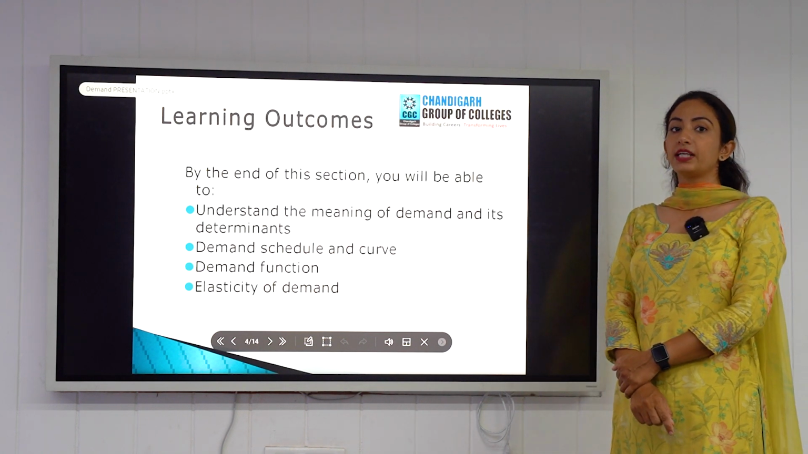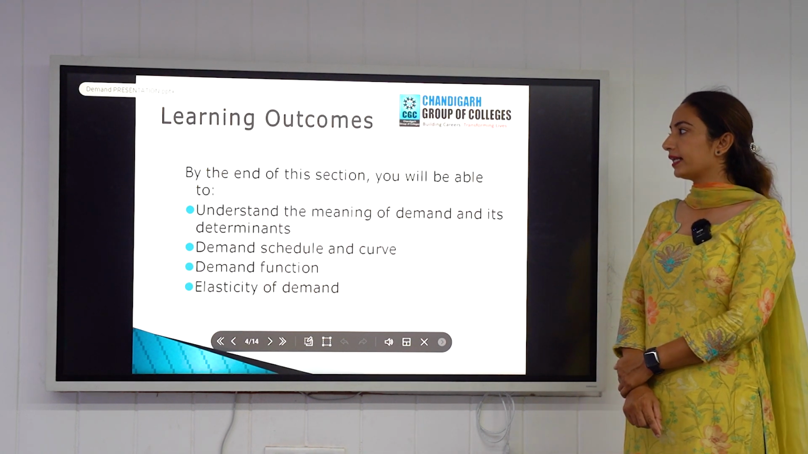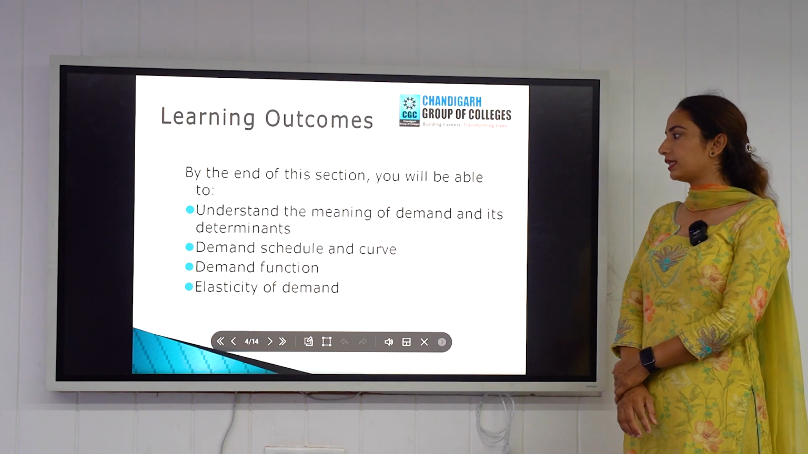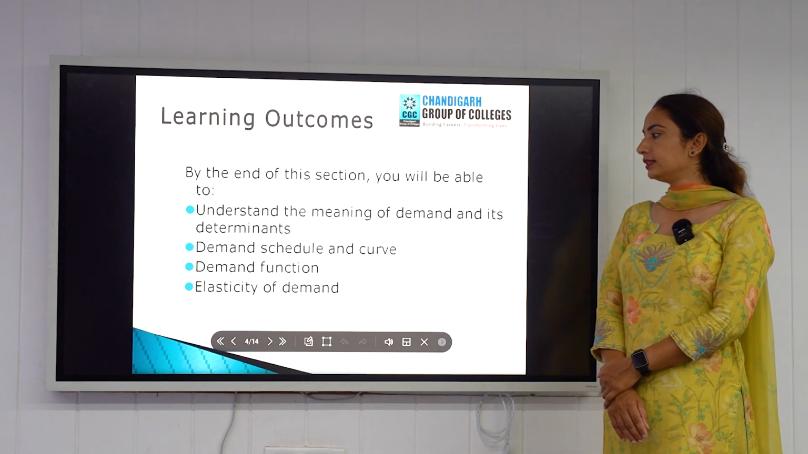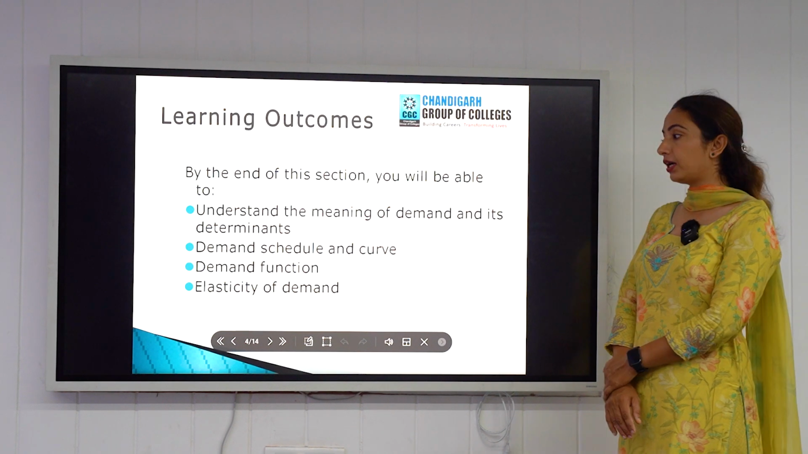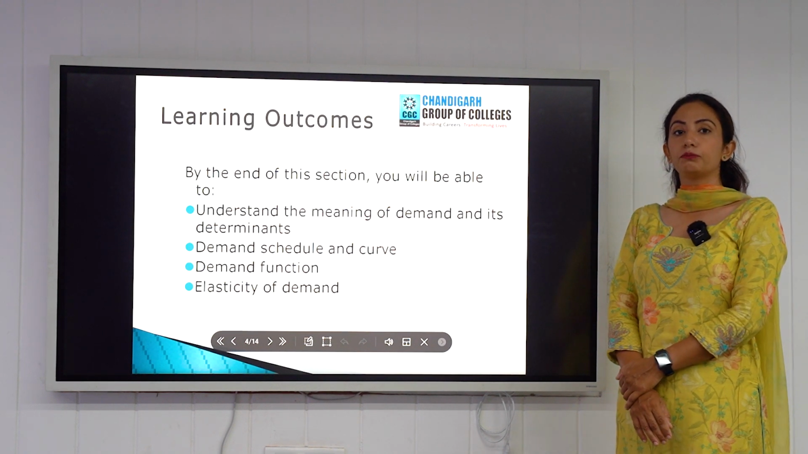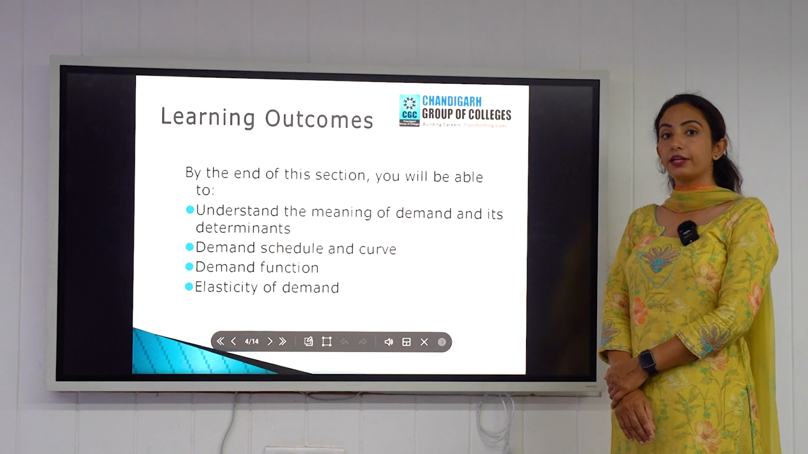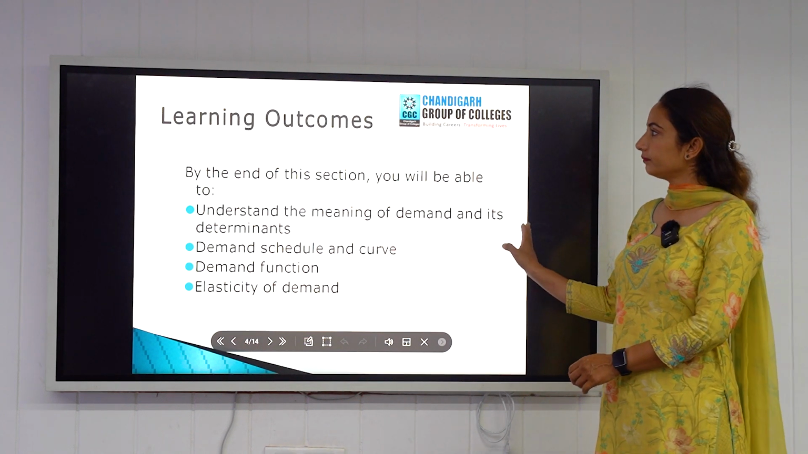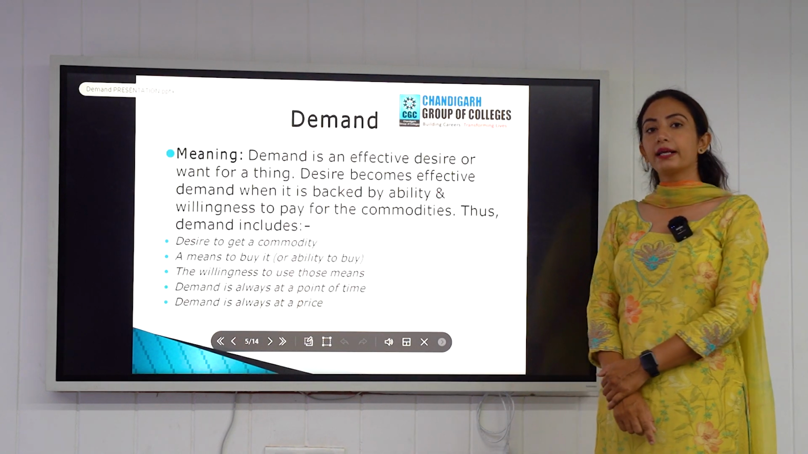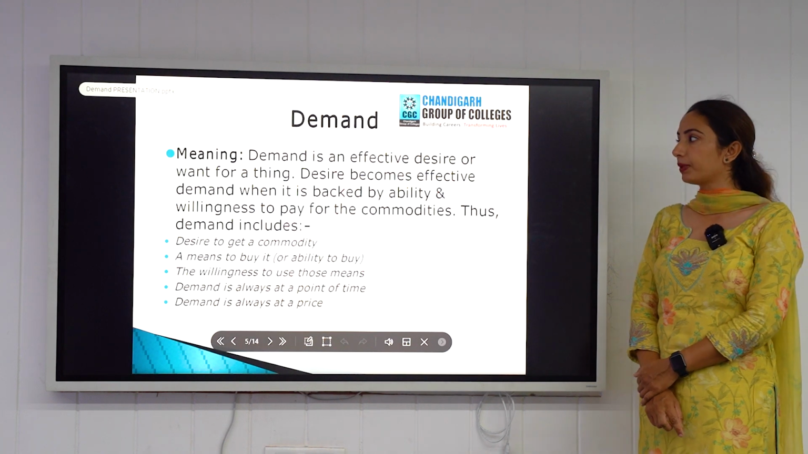After learning objectives, here are the learning outcomes, that by the end of this session, you will be able to understand the meaning, determinants, schedule, curve, function, and of course, the last and most important part, elasticity of demand. So, starting with the main concept, the meaning of demand.